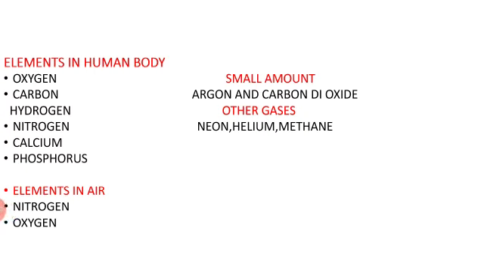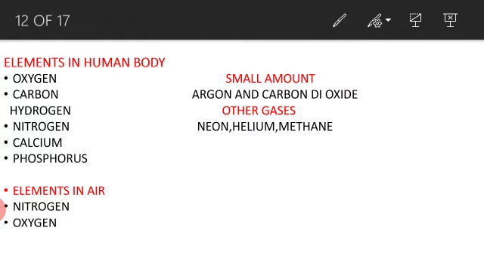Next, elements in the human body. In our human body, 6 elements are present. The first one, oxygen, carbon, hydrogen, nitrogen, calcium, phosphorus. The human body contains 6 elements. What are they, students? Oxygen, carbon, hydrogen, nitrogen, calcium, phosphorus.